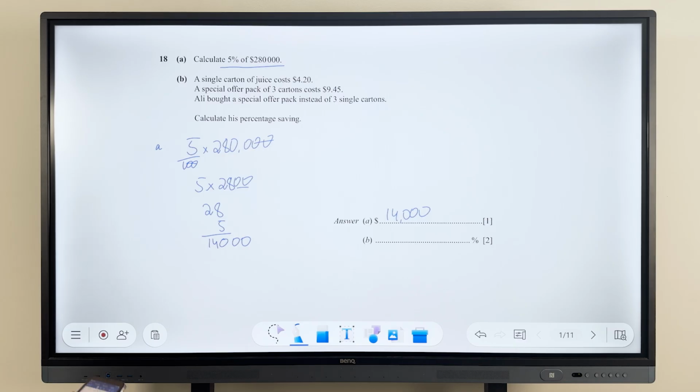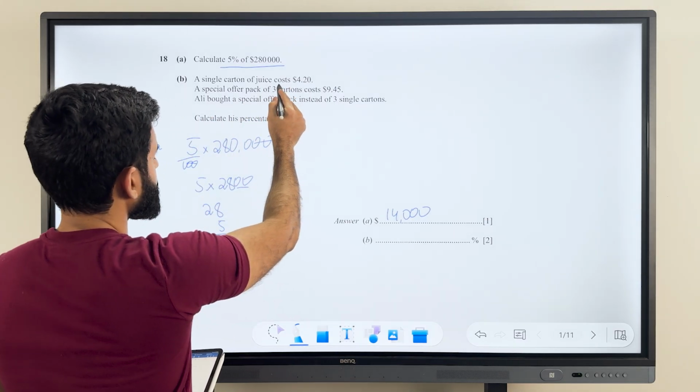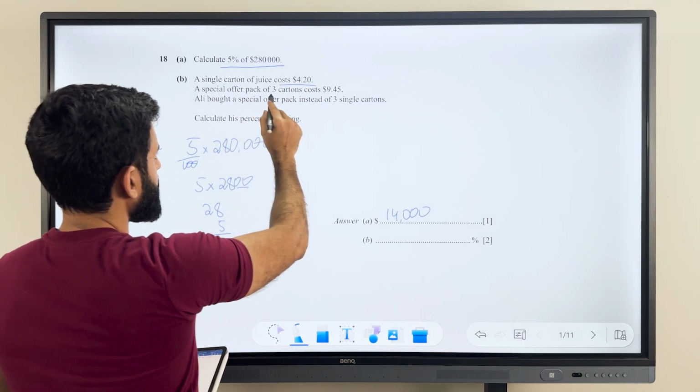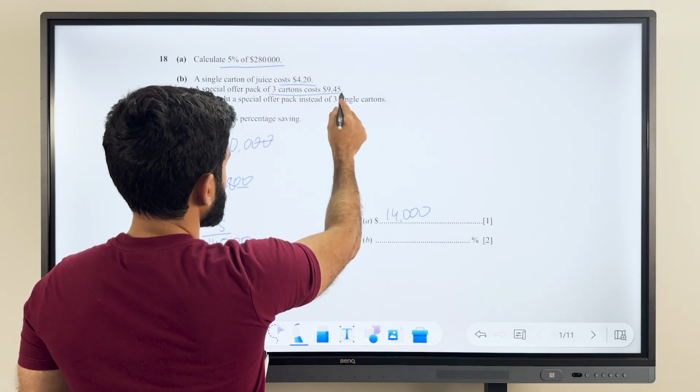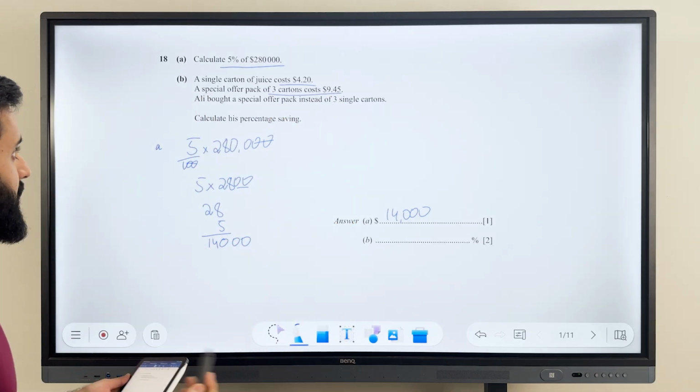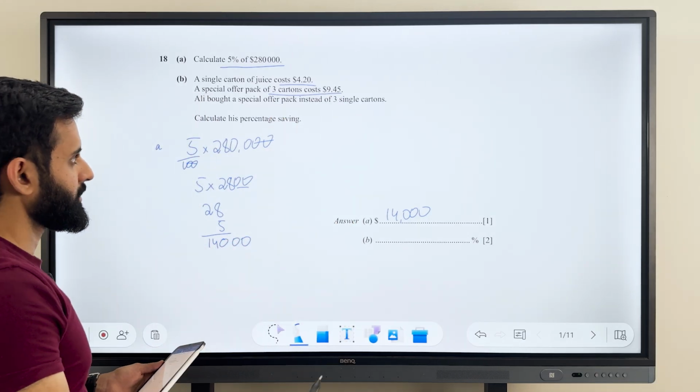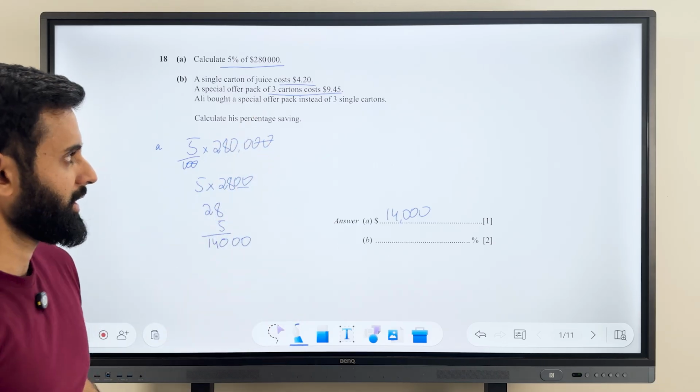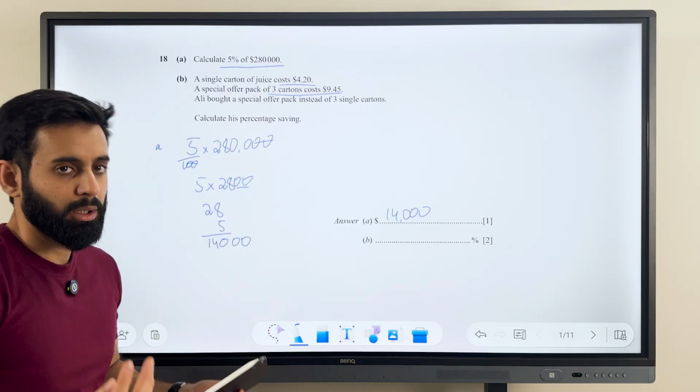Okay, now part B. A single carton of juice costs 4.2. A special offer pack of 3 cartons costs $9.45. Ali bought a special offer pack instead of 3 single cartons. Calculate his percentage saving. So we want to find out what is his percentage saving.